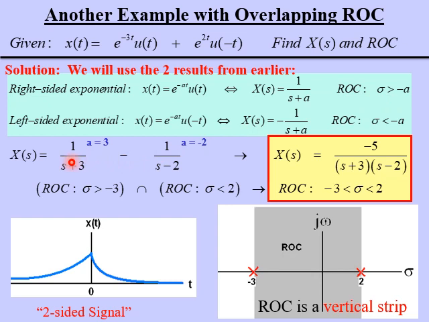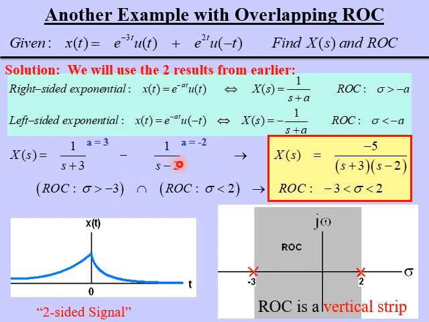All right, so all we have to do then is use these two results here, and by inspection, we can see for the first term, we have a equals 3 up there. So we have 1 over s plus 3, and the region of convergence is sigma greater than negative a. I'm getting that from right here. So we have sigma greater than negative 3.